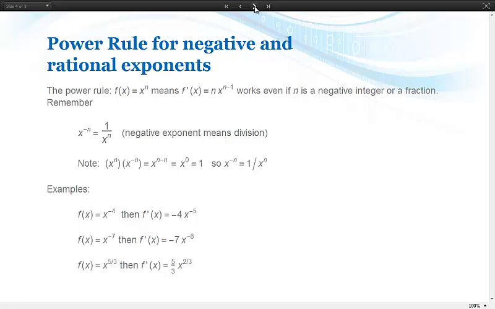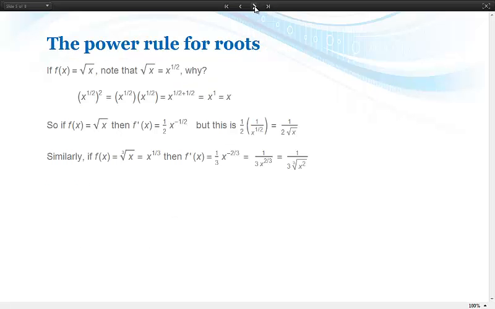But fractional exponents have a special meaning. So remember that if f of x is the square root of x, I can also signify that by x to the 1/2. Why? Well, what would x to the 1/2 squared be?